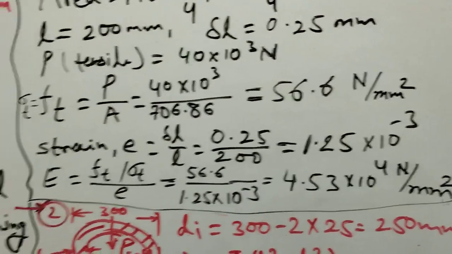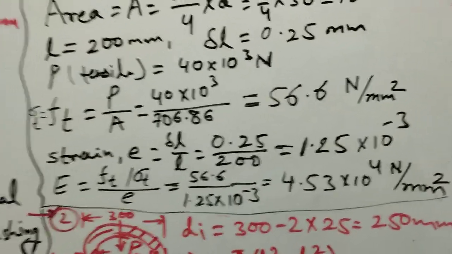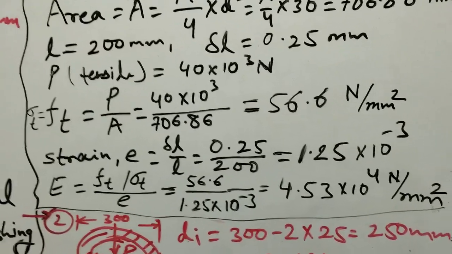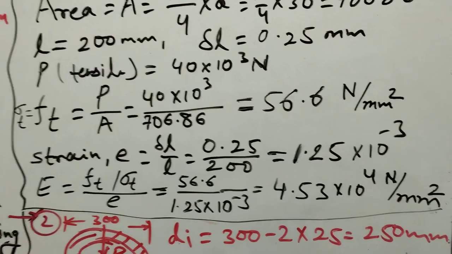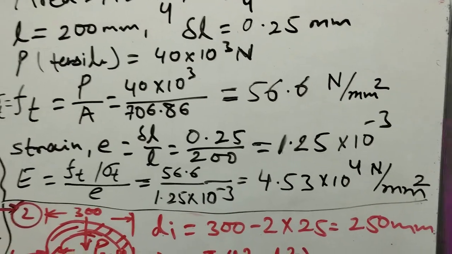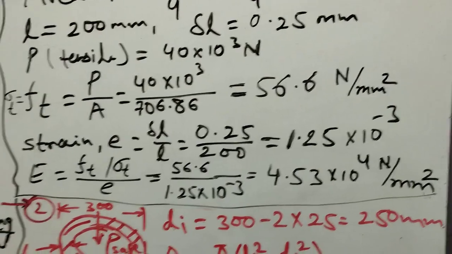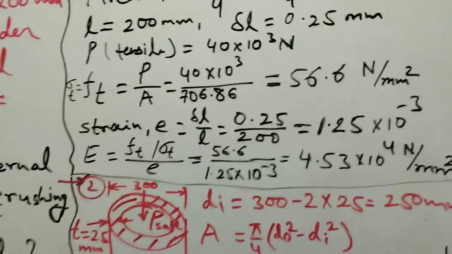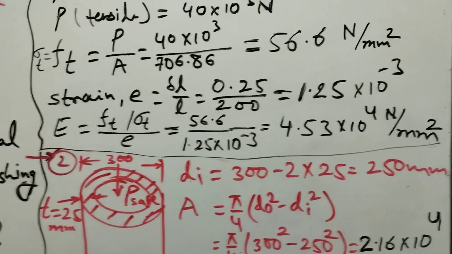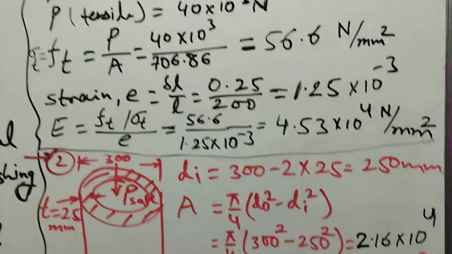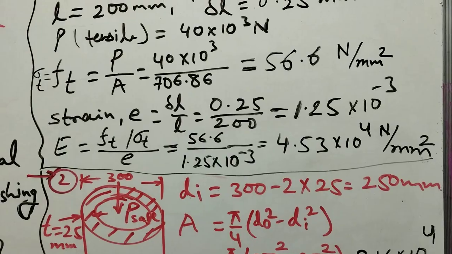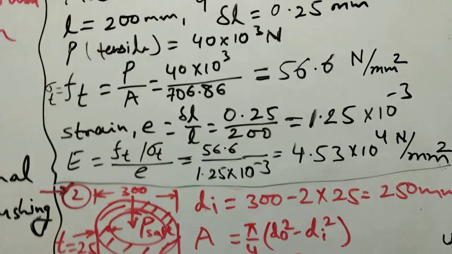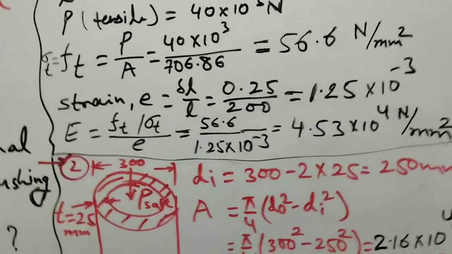Strain: we know that the strain is delta L by L, extended length divided by original length. Now the 0.25 is given in the question and 200 is the total original length of the bar. Applying the calculator, we get 1.25 into 10 to the minus 3. This is the dimensionless quantity, strain.